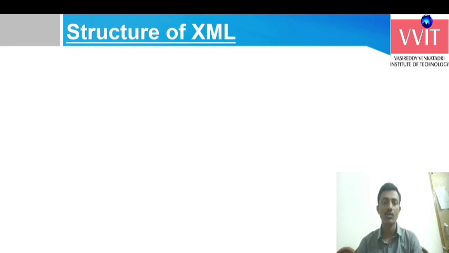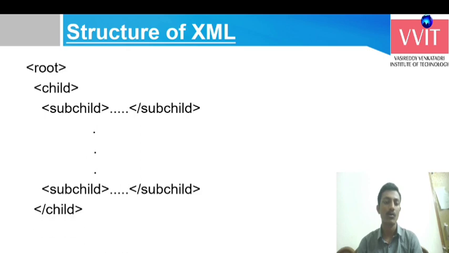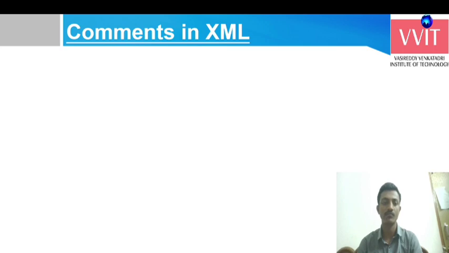Now see the structure of XML. First, we should have the root element followed by the child element. Then we can have a number of subchild elements. Here each subchild element should have a closing tag also. Now close the child element and finally close the root element.